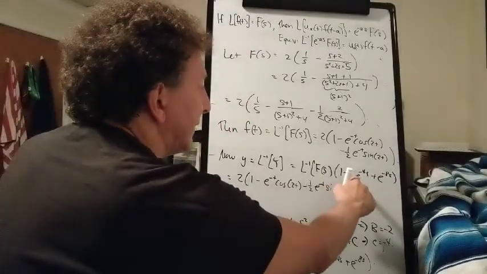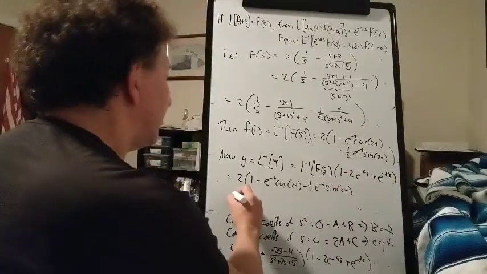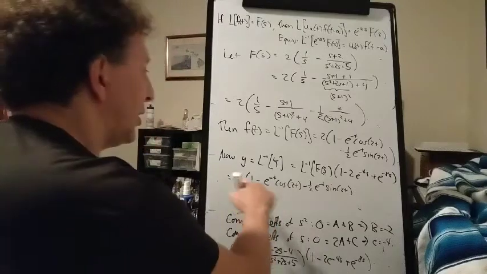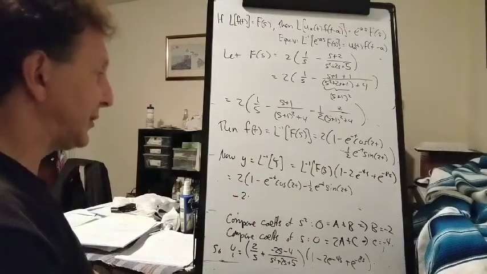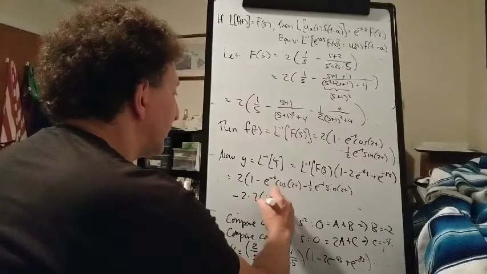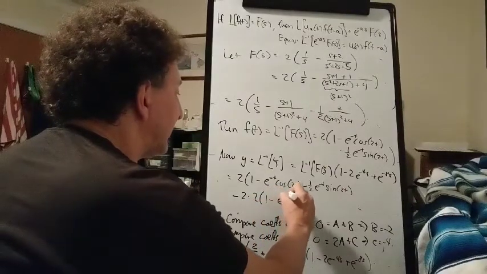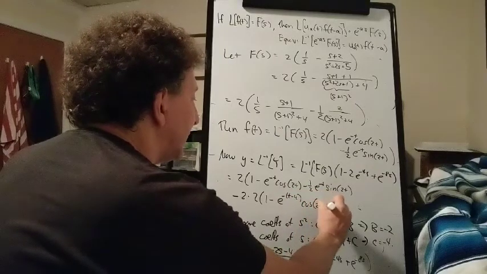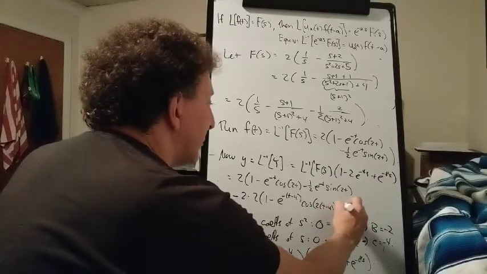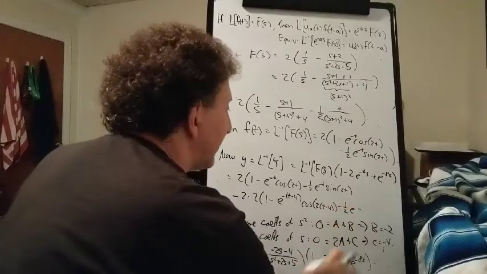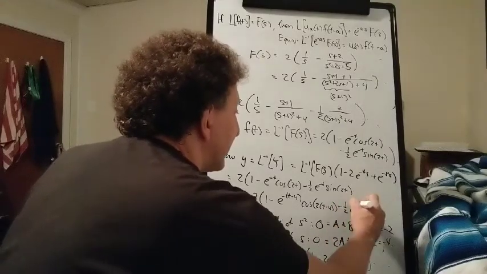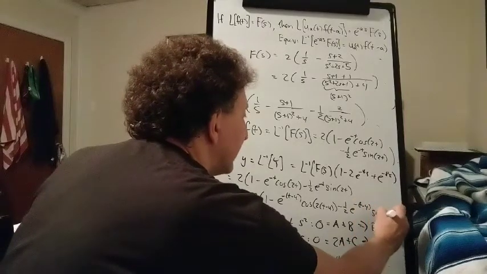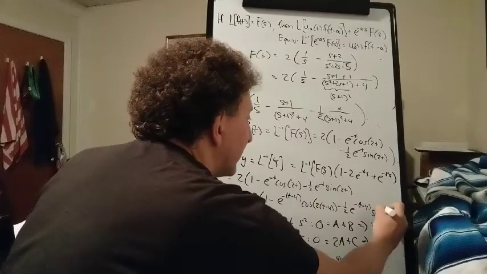Then the e to the negative 4s here means we get minus 2 times all of this with t minus 4 plugged in. So 2 times 1 minus e to the negative t minus 4 cosine of 2 t minus 4 minus 1/2 e to the minus t minus 4 sine 2t minus 4.